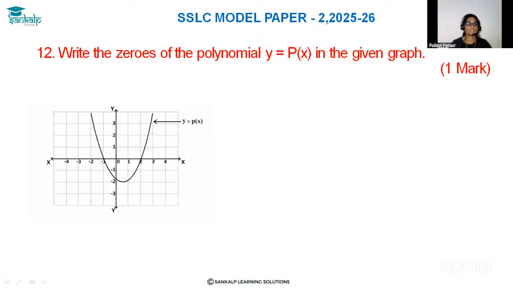So in the given graph, the curve crosses the x-axis at 2 points. So here x is equal to -1 and x is equal to +2. Okay. So the zeros of the polynomial of the given graph are -1 and +2. Thank you.